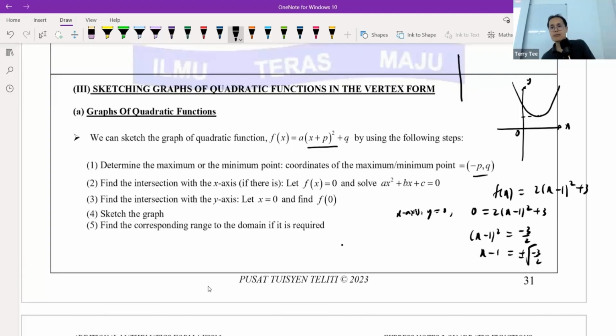Another example would be a maximum graph like this. You may have a maximum graph where the entire graph falls below the x-axis, right? So there's no intersection. There's no need to find the intersection of the x-axis. If there is, sometimes we don't have any. All right. The intersection with the y-axis, we definitely have. You have to find it and you draw a graph. Sometimes you may have to find the corresponding range. Sometimes they'll give you a domain, you have to find the range.